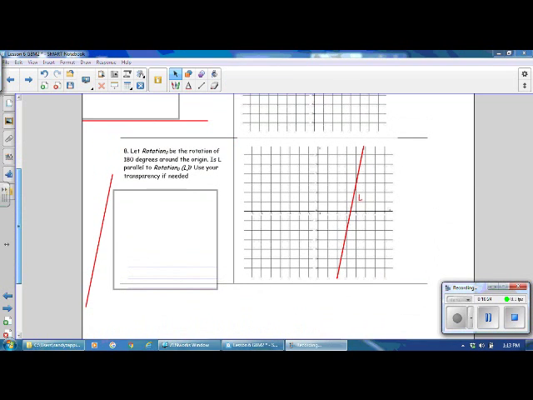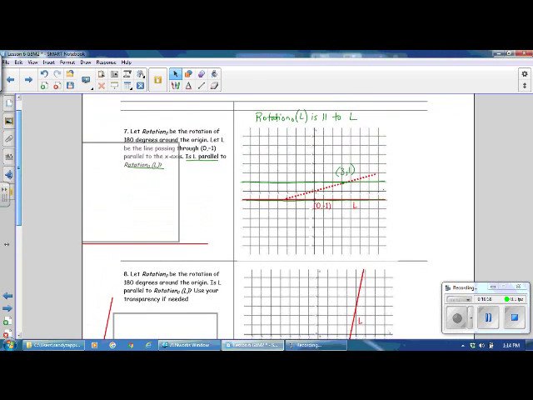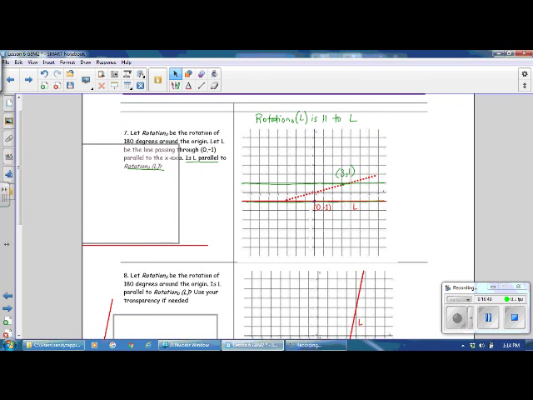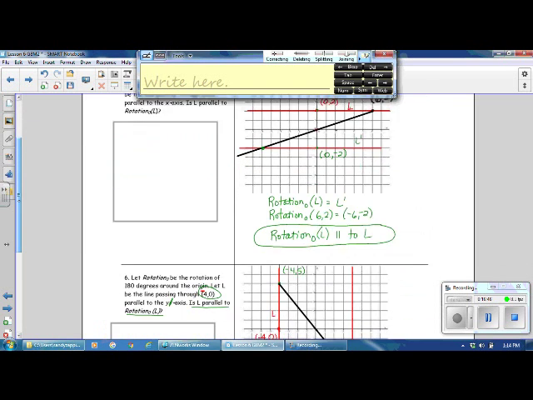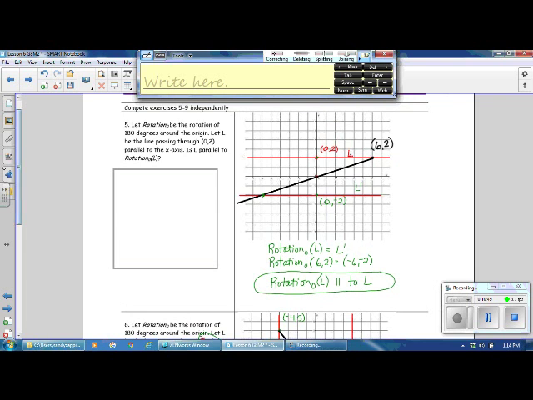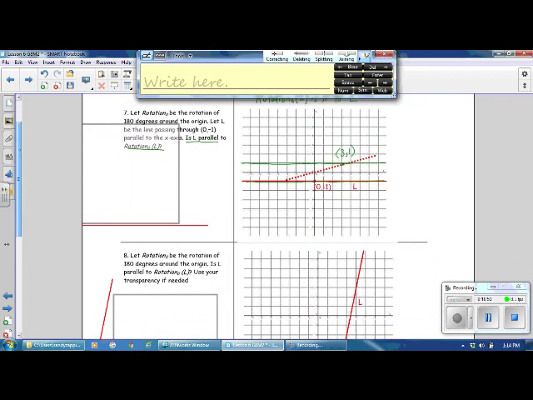Number 8. Let rotation O be the rotation 180 degrees about the origin. Is L parallel to the rotation of L? Use your transparency if needed. So one of the things that I want you to notice so far is that when we rotated 180 degrees, a horizontal line, we ended up with a parallel line. And in the previous example, we rotated a vertical line, and we ended up with parallel lines.